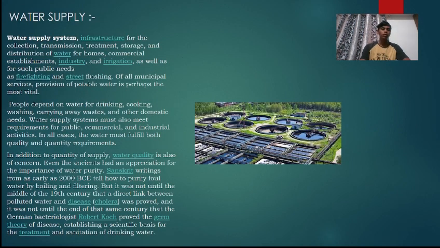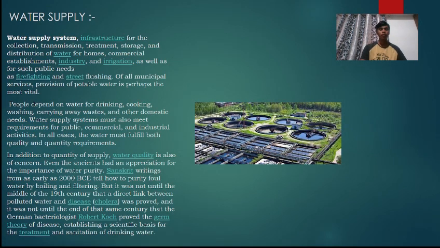Water supply. A water supply system is the infrastructure for the collection, transmission, treatment, storage and distribution of water for homes, commercial establishments, industry and irrigation, as well as for such public needs as firefighting or street flushing. Of all municipal services, provision of potable water is perhaps the most vital. People depend on water for drinking, cooking, washing, carrying away wastes, and other domestic needs. Water supply systems must also meet the requirements for public, commercial, and industrial activities. In all cases, the water must fulfill both quality and quantity requirements.